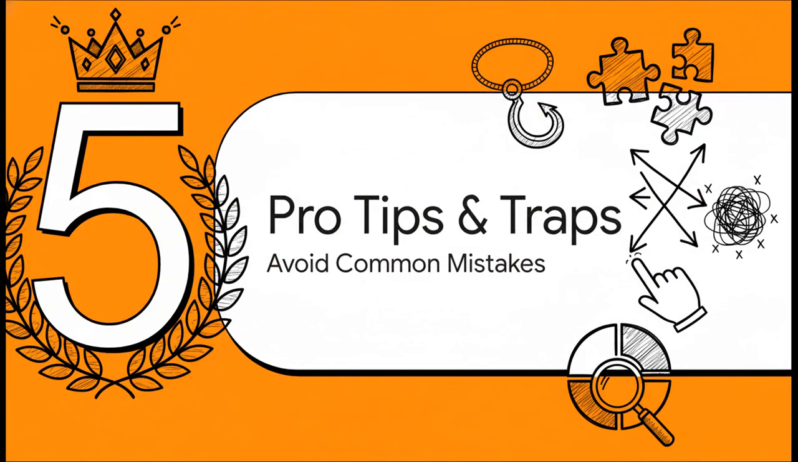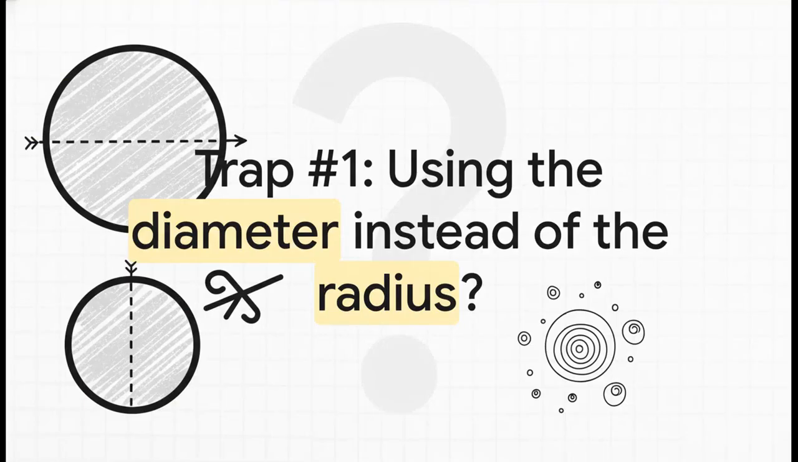So, you've seen the strategy in action. Now, let's talk about how to really become a master and avoid the common traps that can trip people up. Think of these as pro tips to make sure you get it right every single time. First up, this is the most common mistake people make with circles. The formula for the area of a circle uses the radius, which is only half the distance across.